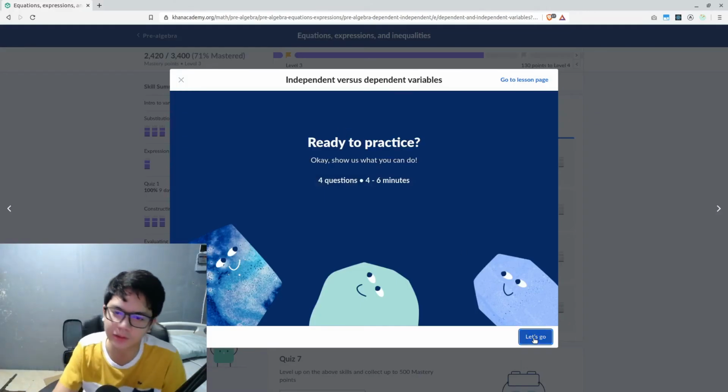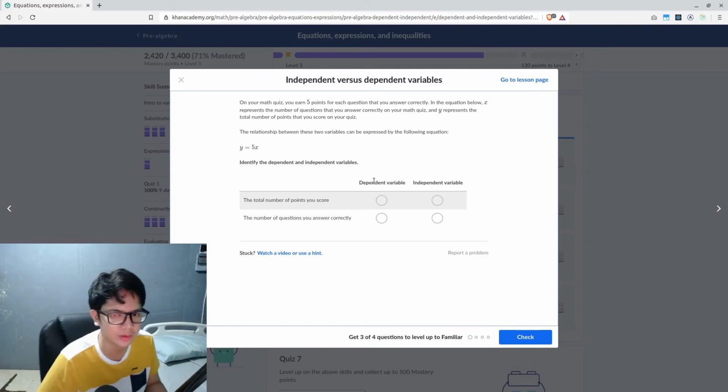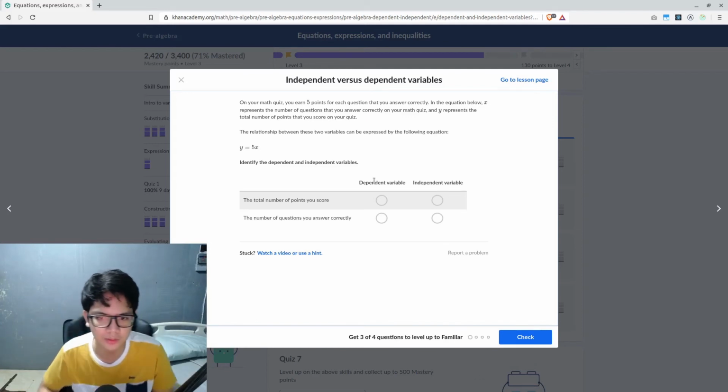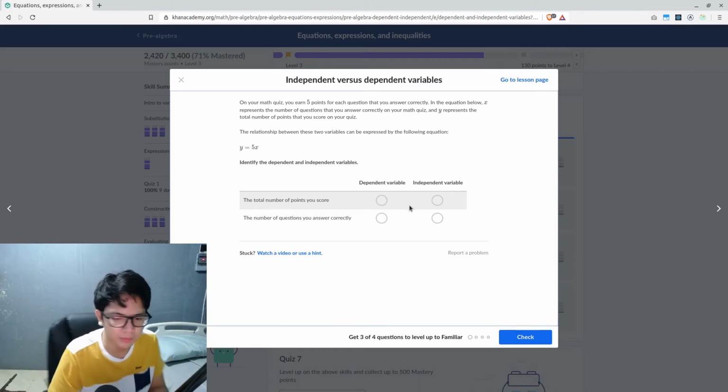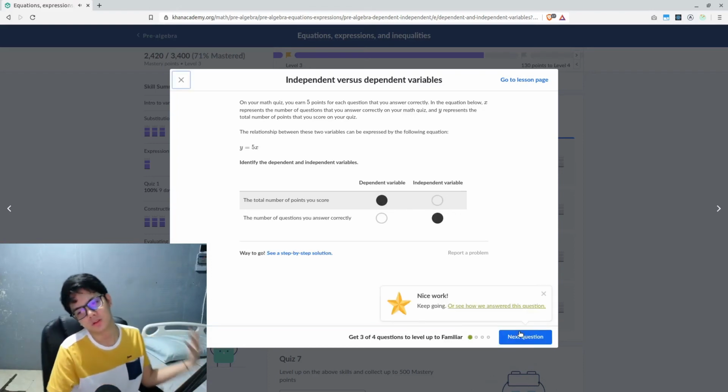Ready to practice? Okay, 4 questions. On your math quiz, you earn 5 points in the first round. In the question below, X represents the number of questions you answer correctly on your math quiz. It can be expressed by the following equation. The total number of points you score is your independent variable. No, actually it's the dependent variable. Independent variable. Let's go.